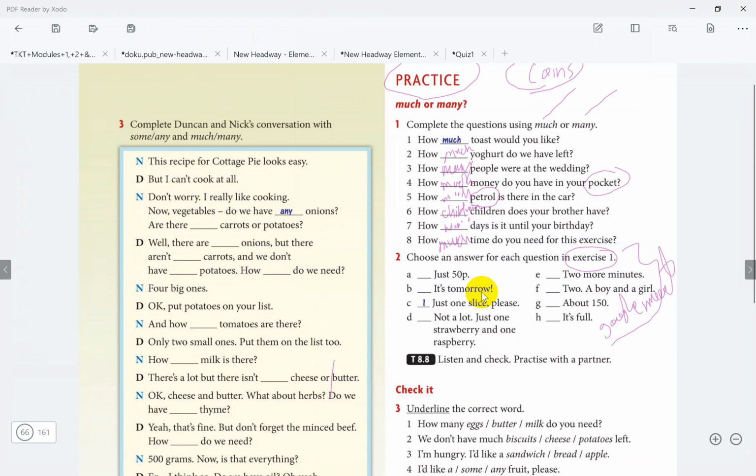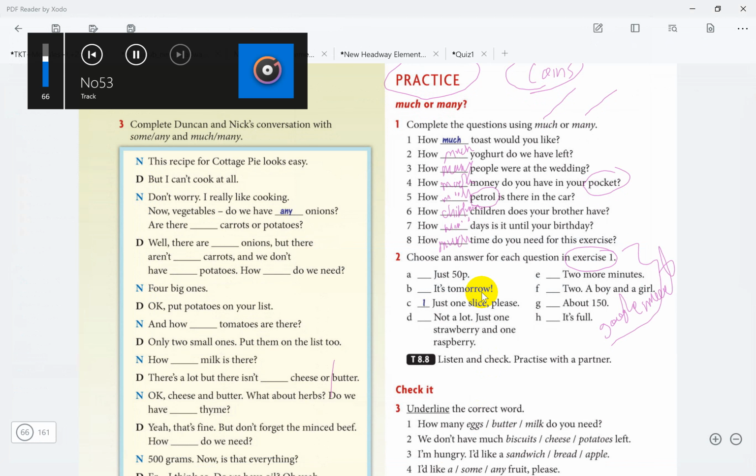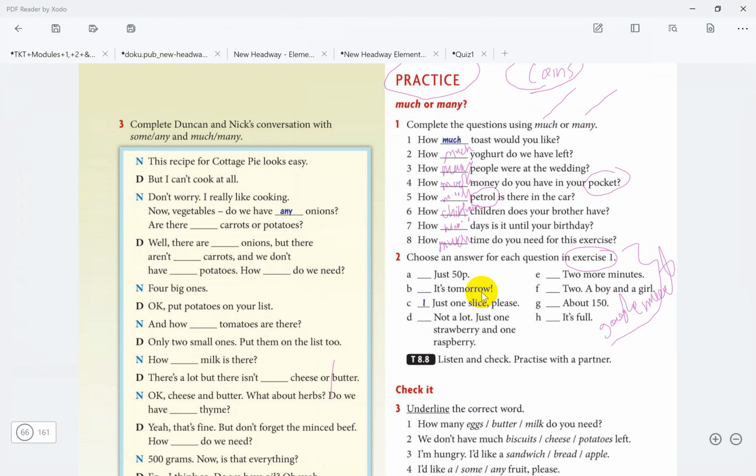Much or many? 1. How much toast would you like? Just one slice, please. 2. How much yogurt do we have left? Not a lot. Just one strawberry and one raspberry. 3. How many people were at the wedding? About 150. 4. How much money do you have in your pocket? Just 50p. 5. How much petrol is there in the car? It's full.